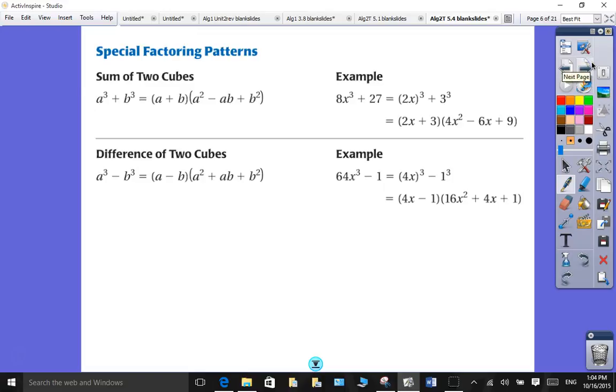Okay, sum and difference of cubes. Quiet, please. Sum and difference of cubes. It means the sum of cubes, the difference of cubes, right? Literally. So we don't have a pattern for the sum of squares, right? But we do have a sum of cubes, and we have a difference of cubes.